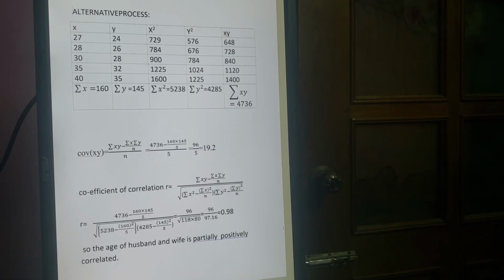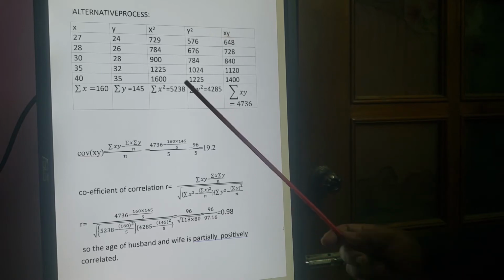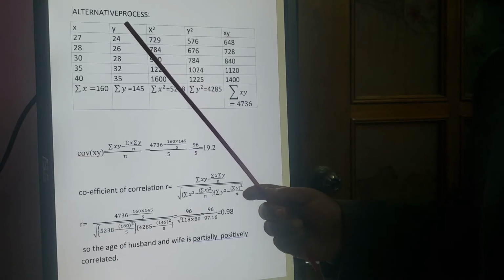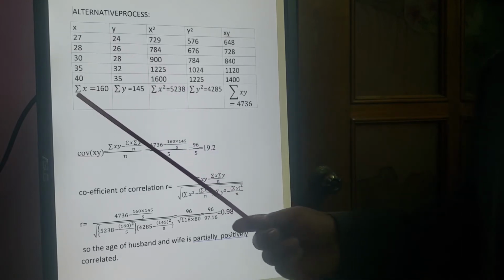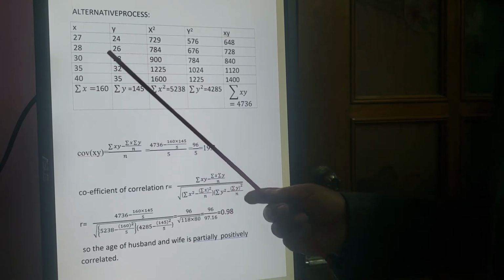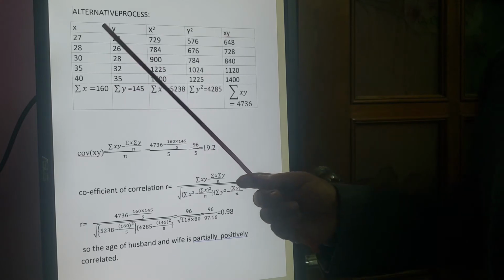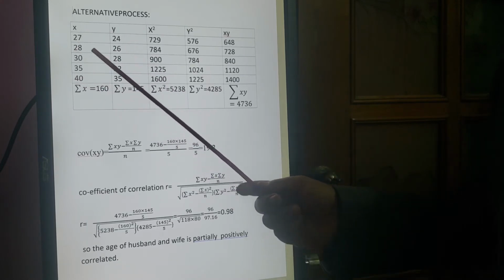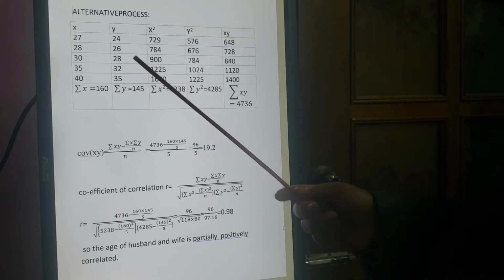Now same question, we will solve it alternatively. We will solve the same question by an alternative process. You have given that value of x equal to this and y equal to this. In the question it is given the value of x, that is the age of husband, and y, the age of wife.